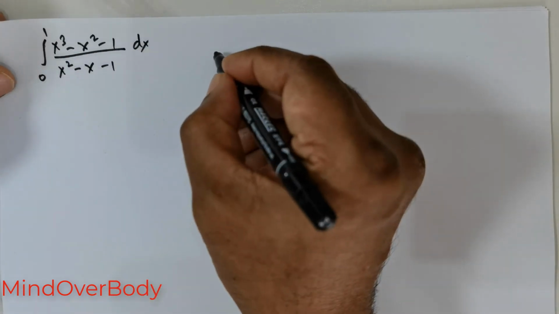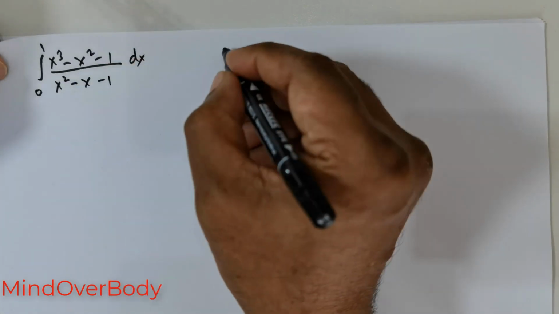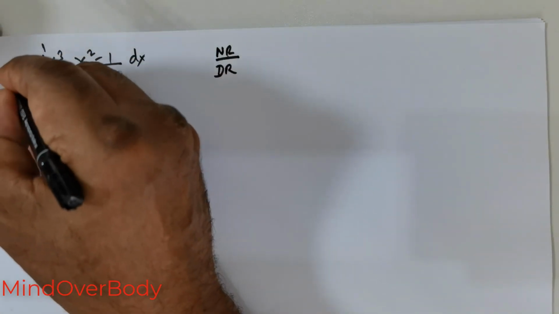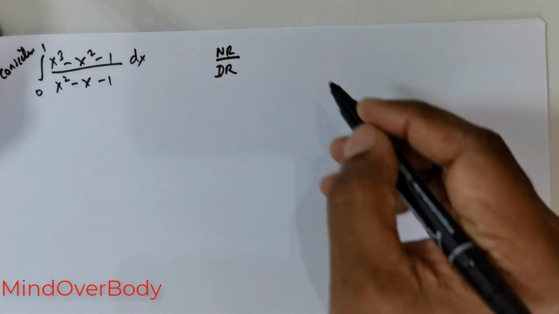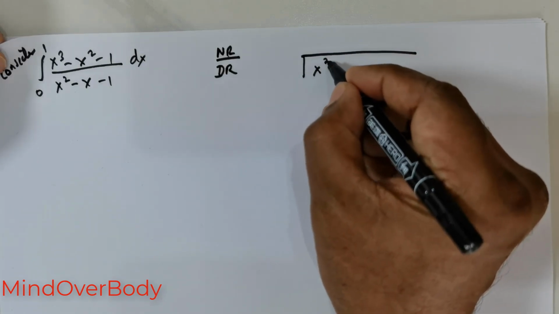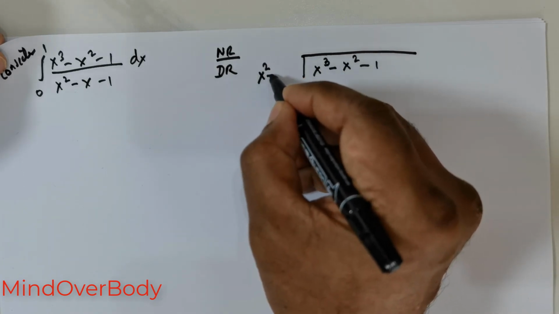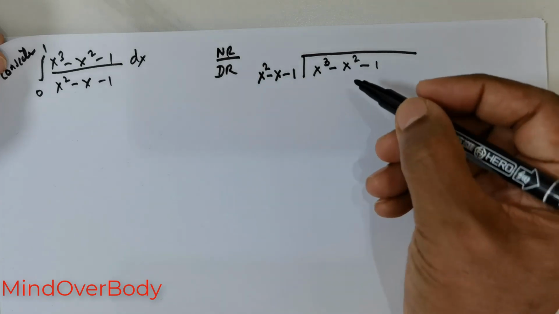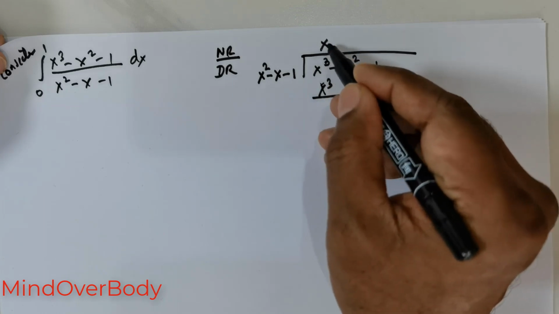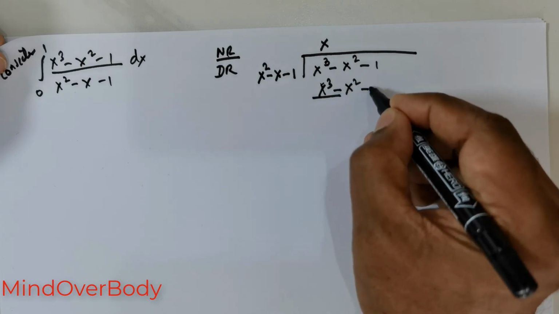And because of that fact, what I wish to do is first divide the numerator by the denominator. So foremost, consider this integral, and we will write down the numerator x^3 − x^2 − 1 and the denominator x^2 − x − 1. Now clearly I need to have x^3, so I place the x there. x times x^2 is x^3 − x^2 − x.